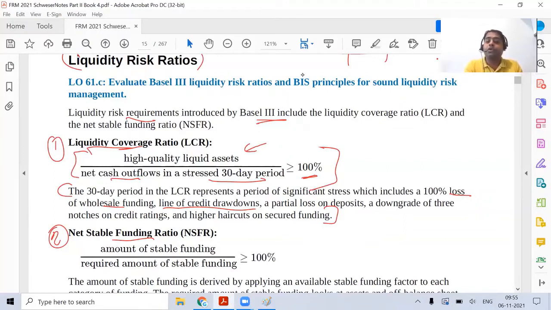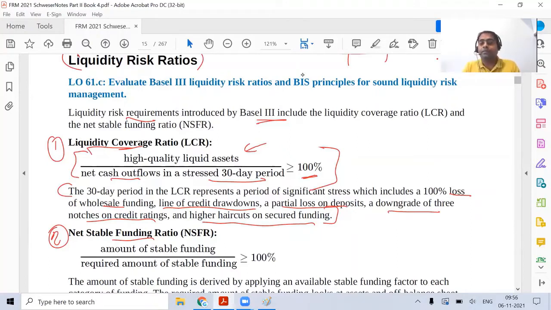What is the partial loss on deposit? Customers withdrawing deposits. A downgrade of 3 notches in credit rating, and higher haircuts on secured funding. Higher haircuts on secured funding means to get money from the market, you'll have to give a higher amount of collateral. Now what they have given you in the last paragraph is that when they're saying net cash outflow for the next 30 days, it can happen with a cumulative effect of all of these things together.